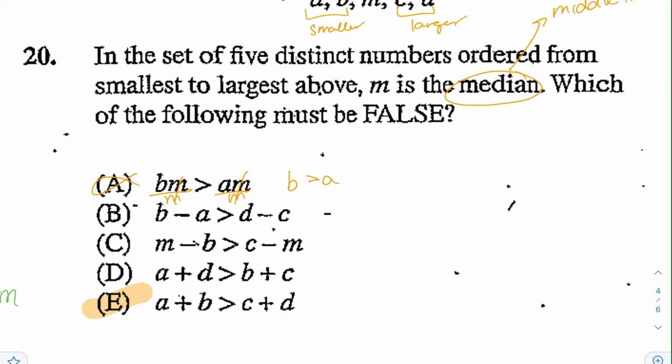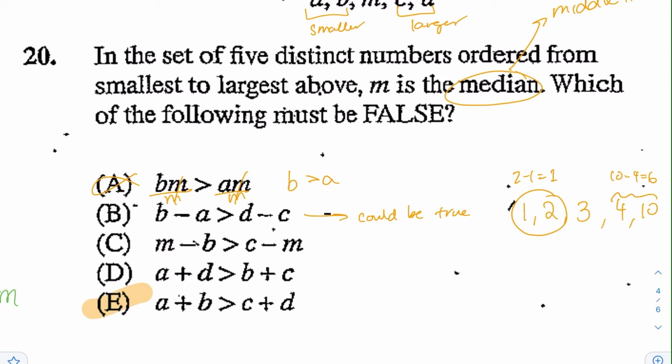Now for choice B, I have B minus A versus D minus C. Now this could be true because B minus A is the difference between two smaller numbers. You can make this, for example, 1, 2. So B and A will be 2 minus 1, which is equal to 1. And then the next numbers, C and D, you can make them really far apart. Let's say 4 and 10. So D minus C will be 10 minus 4, which is 6.